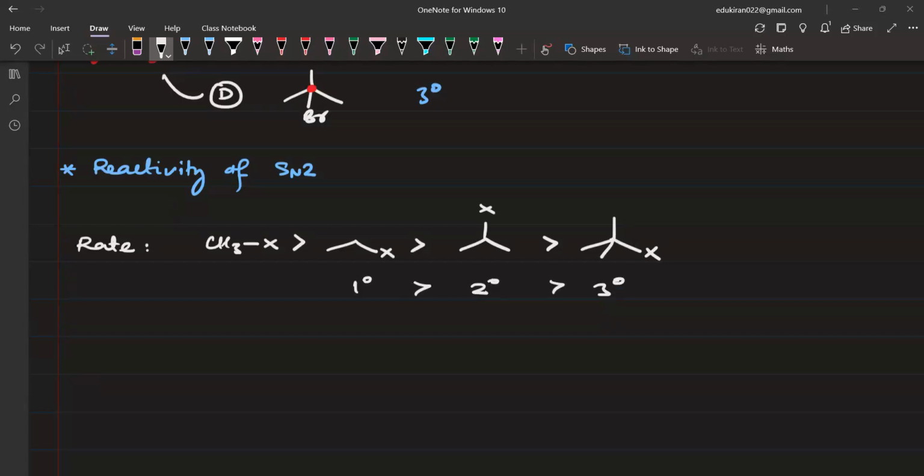Because larger the number of bulky groups you are having, if you have more groups, it will be difficult for the nucleophile to attack on the carbon atom. वहाँ पे space ही नहीं रहेगा. So that's the unavailability of space. We call it steric hindrance.